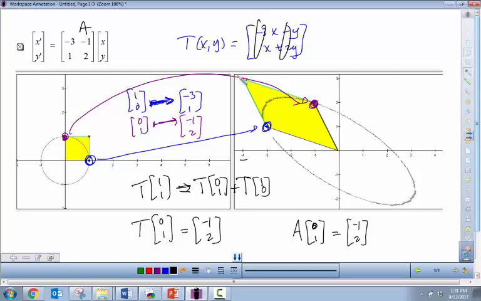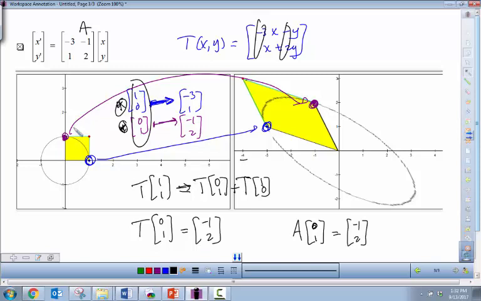So really, knowing what happens to these two vectors is enough to define your transformation. In fact, do we know what these vectors are called? 1, 0 and 0, 1? Basis vectors, they're unit vectors, they're called standard basis vectors.